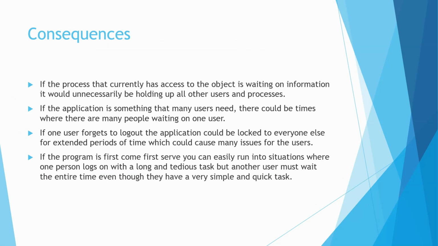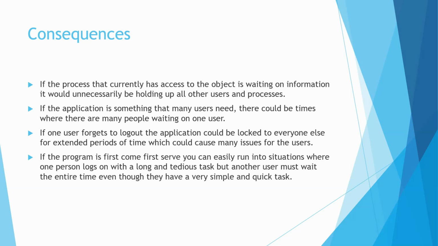Although there's many benefits to the lock pattern, it does have consequences. For example, if the process that currently has access to the object is waiting on information, it would unnecessarily be holding up all other users and processes. If the application is something that many users need, there could be times where there are many people waiting on just one user. If one user forgets to log out, the application could be locked to everyone else for extended periods of time, which could cause many issues for the users.